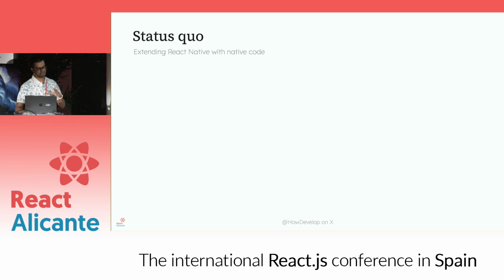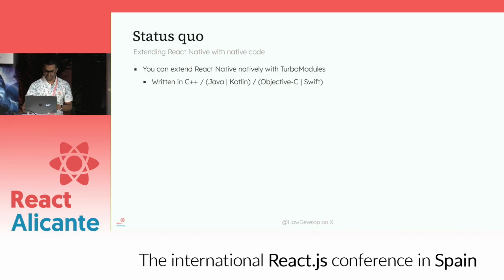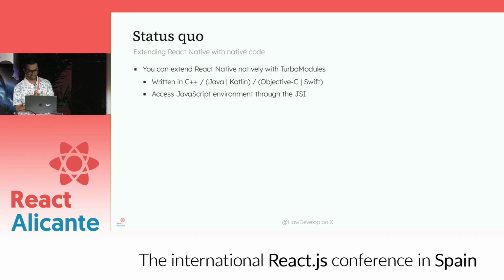Now, of course, let's also go a bit further back into understanding React Native and native code and how both of them work. So you can already extend React Native with native functionalities thanks to turbo modules. These are essentially written as pure C++ or C++ with platform native code, such as Java or Kotlin on the Android side, or Objective-C or Swift on iOS. And this is what is needed to access these native UI components. And you can access and extend the JavaScript environment through the JSI, which is the JavaScript Interface, which abstracts away the various JS engines.